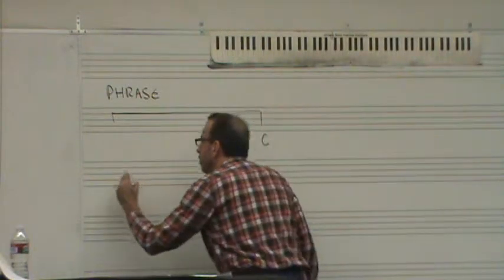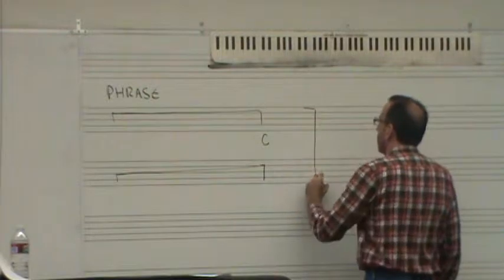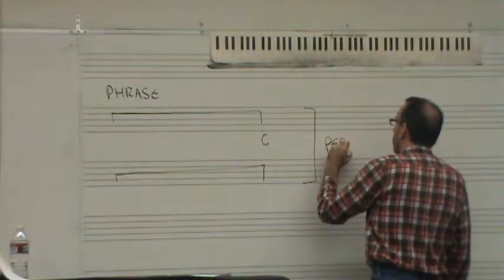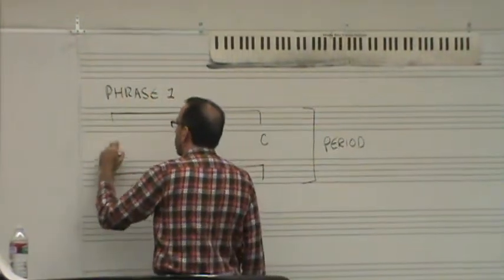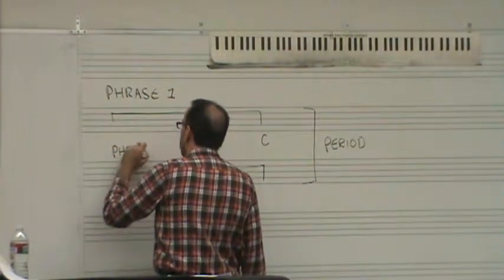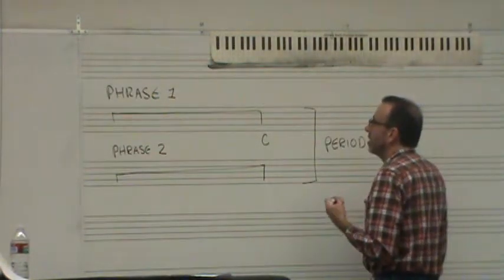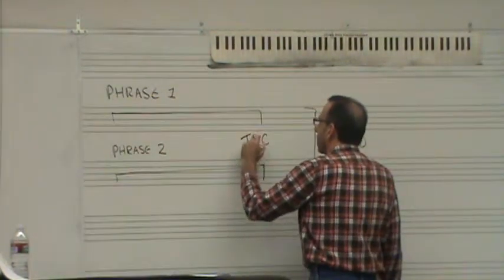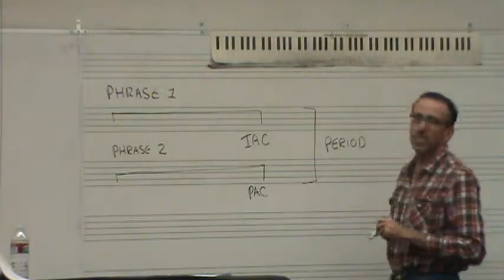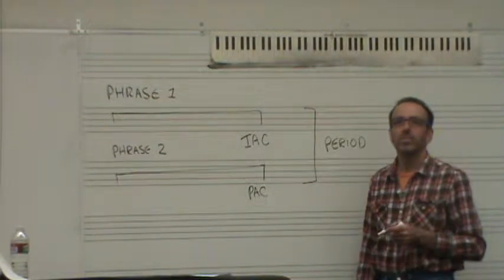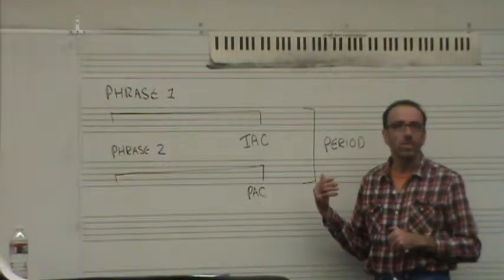Okay. And if we put two phrases together, we get what we call a period. So let's say this is phrase 1 and phrase 2. Okay? And let's say this ends with an imperfect authentic cadence and this ends with a perfect authentic cadence. That would be a very typical setup. And that would be kind of like the example I was just talking about.